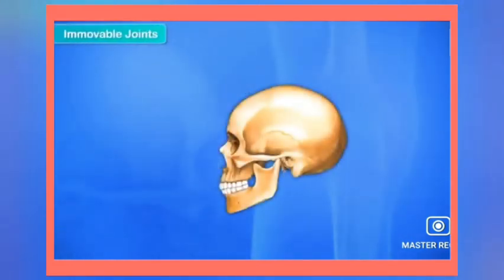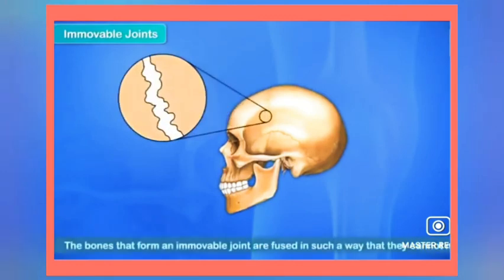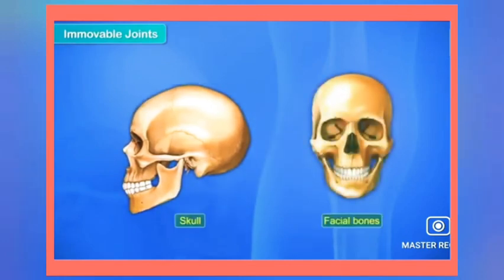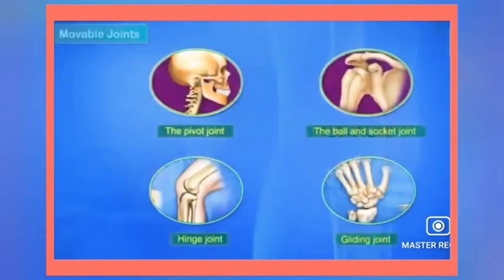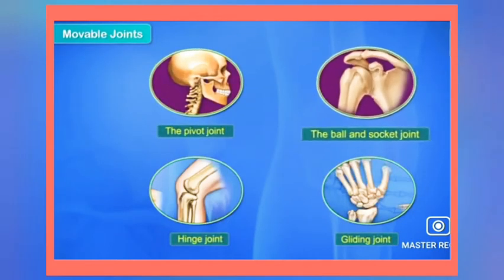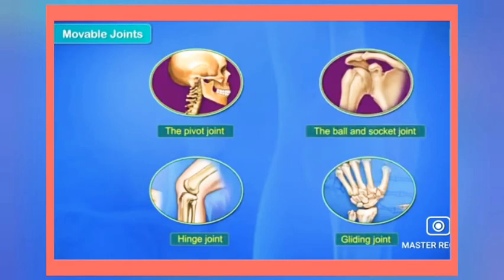Immovable joints. The bones that form an immovable joint are fused in such a way that they cannot move. The bones of the skull and the face fall in this category. Movable joints. There are four types of movable joints: the pivot joint, the ball and socket joint, the hinge joint, and the gliding joint.